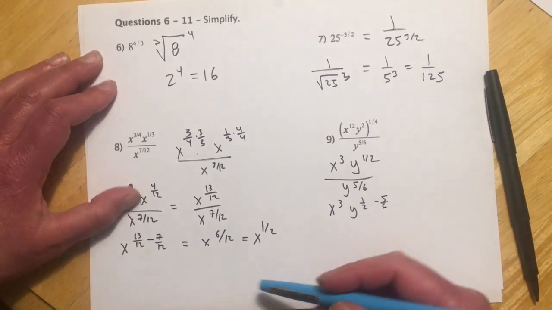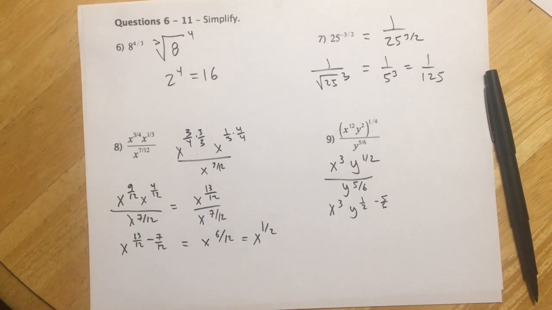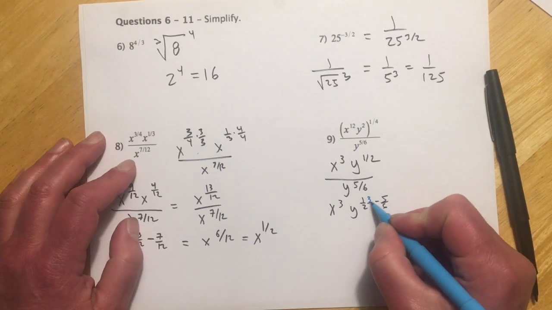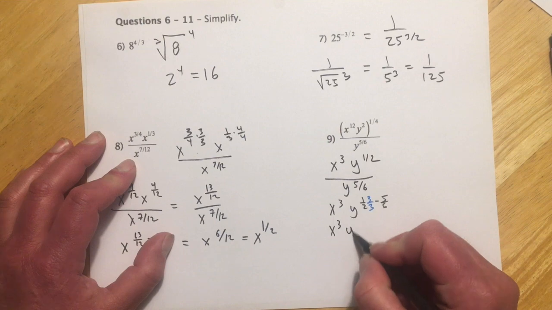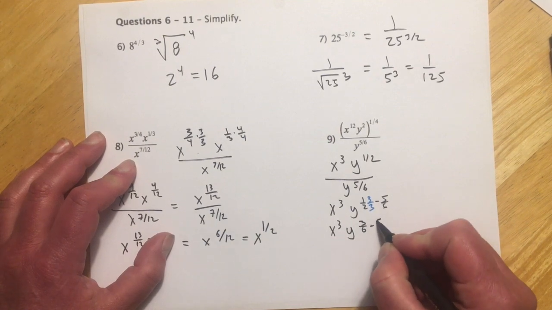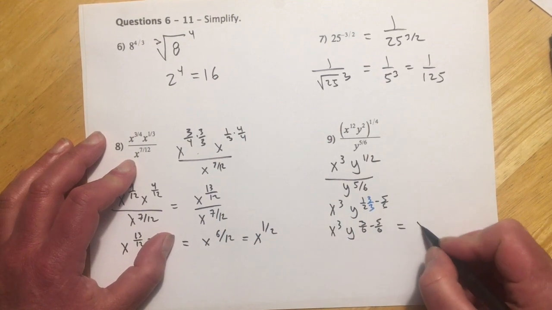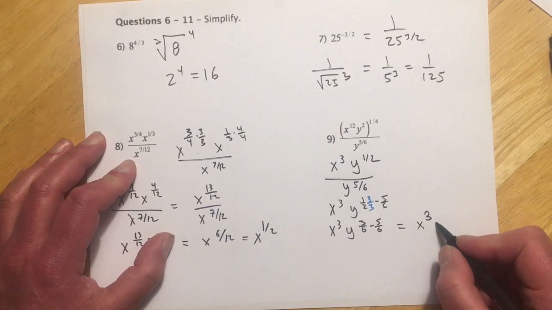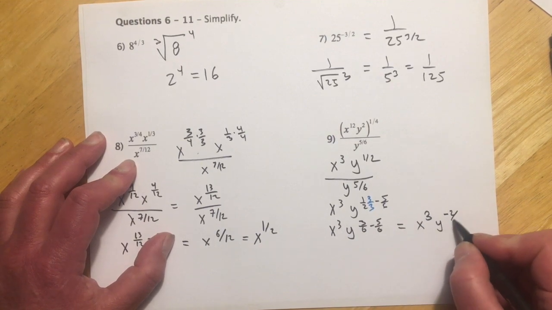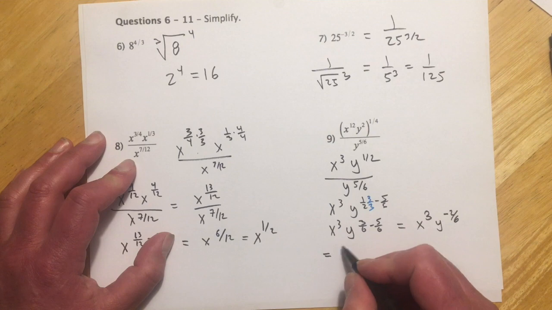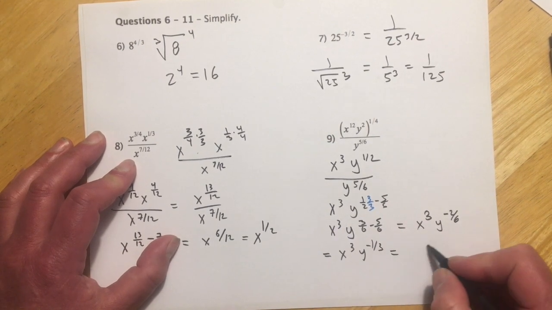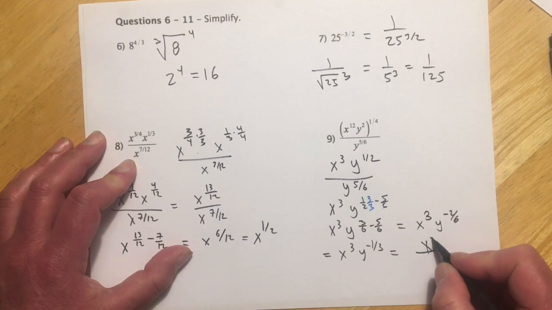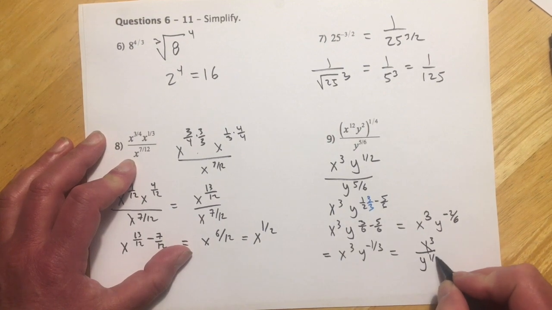I'll slip a little 3/3 right here. So that gives me x cubed, y to the 3/6 minus 5/6. So that's x cubed, and y to the negative 2/6, which is x cubed, y to the negative 1/3, and then finally x cubed up top, and y to the 1/3 below.